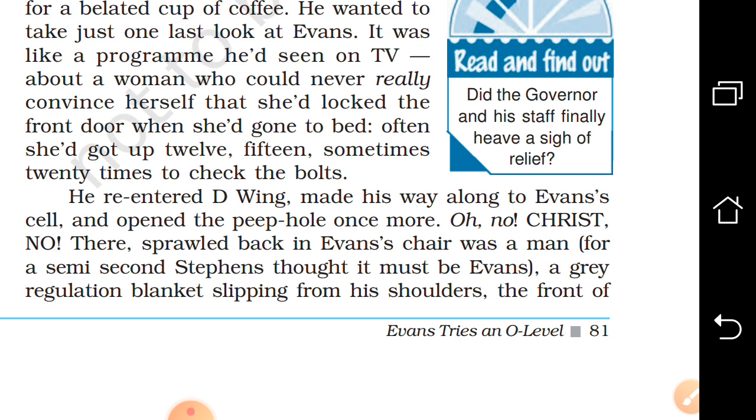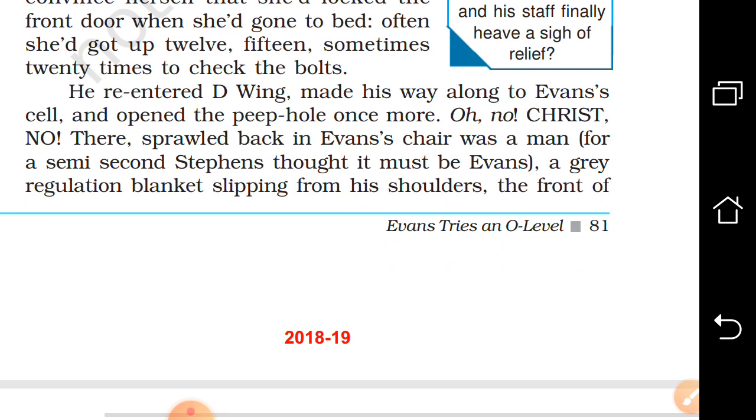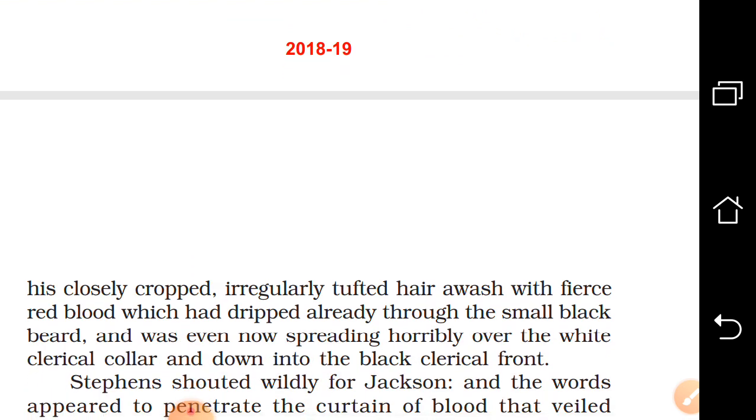Oh no, Christ, no! There, sprawled back in Evans's chair, was a man. For a split second, Stephens thought it must be Evans, a grey regulation blanket slipping from his shoulder. The front of his closely cropped, irregularly tufted hair was awash with fierce red blood which had dripped already through the small black beard and was even now spreading horribly over the white clerical collar and down into the black clerical front.